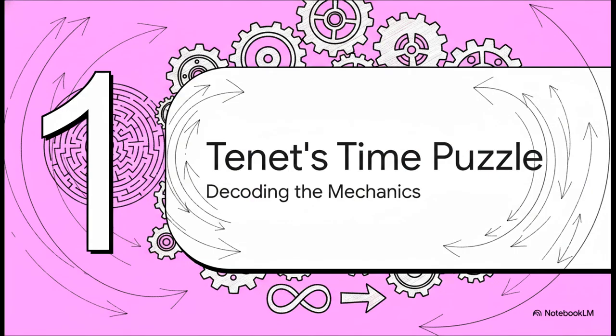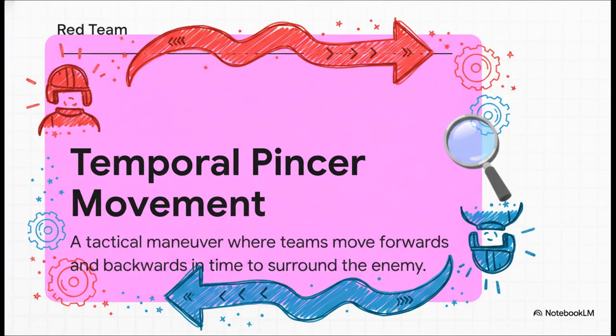Section 1. Decoding Tenet's time puzzle. To really grasp what Neil is doing, we first have to wrap our heads around the temporal pincer movement. Honestly, it's effectively the structural blueprint of the entire movie. You have a red team moving forward, experiencing events normally. Meanwhile, a blue team is inverted, moving backward in time, using the knowledge of what just happened to make sure the mission actually succeeds. And when you zoom out and look at the grand scheme of things, Neil's entire relationship with the protagonist is essentially one giant, years-long temporal pincer movement.